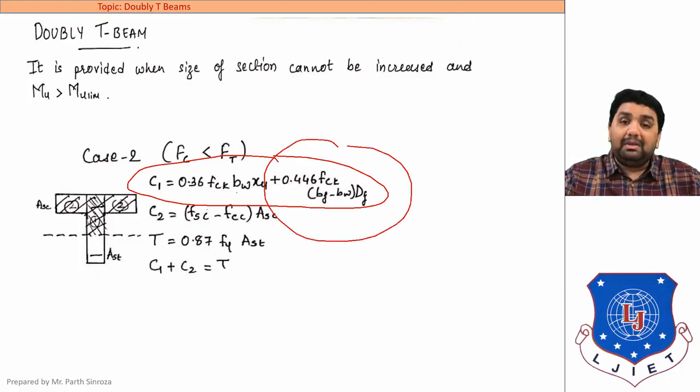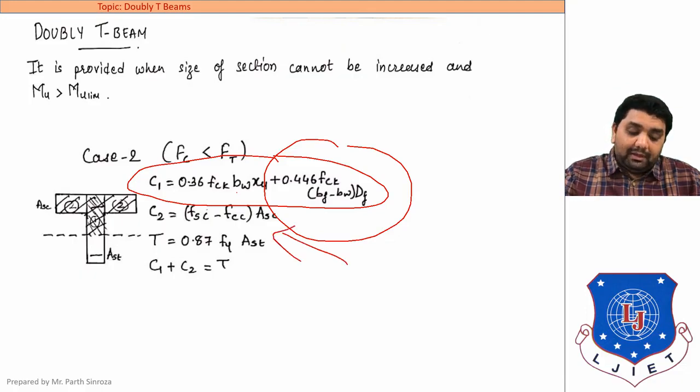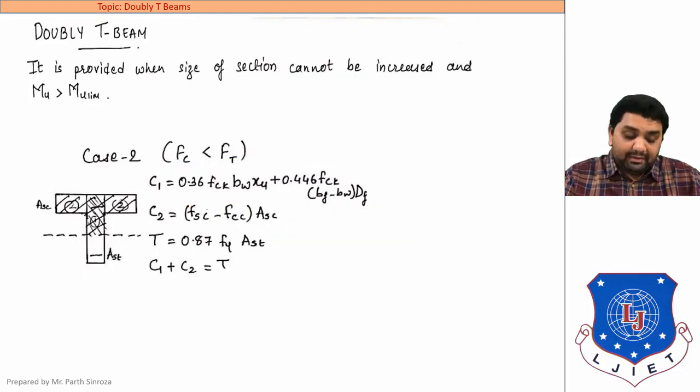Clear? And here bf will be replaced by bw. This is the major change between our case 1 and case 2. C2 value remains the same that we have already discussed. T remains the same, and the equilibrium condition is also the same. So in both the cases, the only change here is this portion. Done? So we will be starting with our analysis portion, and then we will be moving towards our design portion.